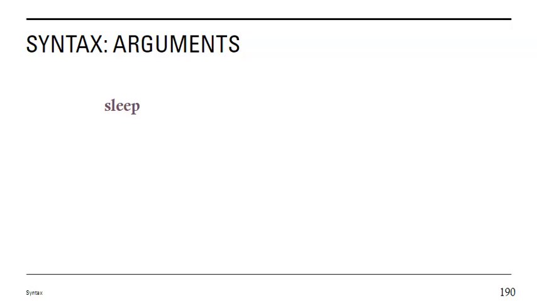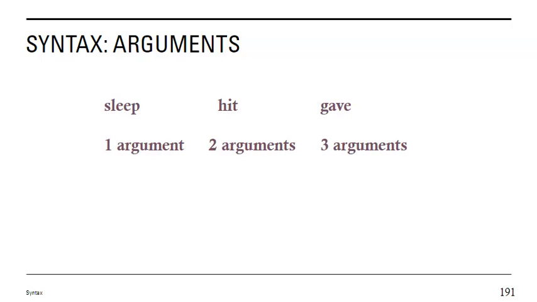So let's now think of other verbs. We know that sleep has one argument, but there are some verbs like hit that require two arguments. If we're choosing to use the verb hit, or we're describing an event of hitting, there are two required elements. One is the hitter, and the other one is what is being hit.